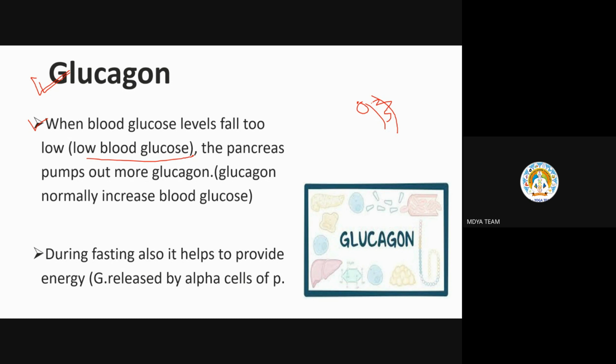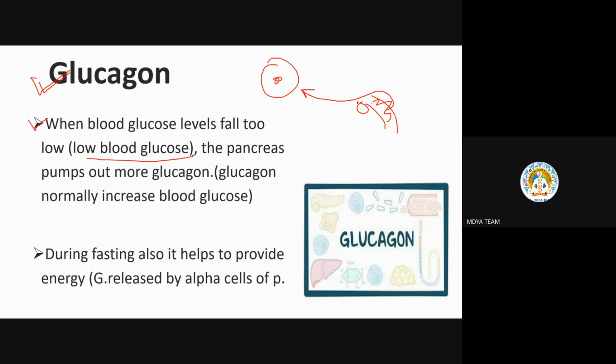What happens? Our body takes this glucose into the liver and stores it there in the form of, anyone knows? Glycogen. Yes, very good.